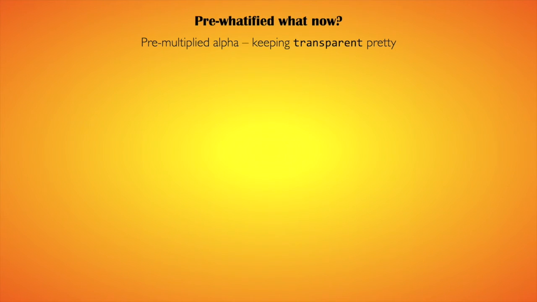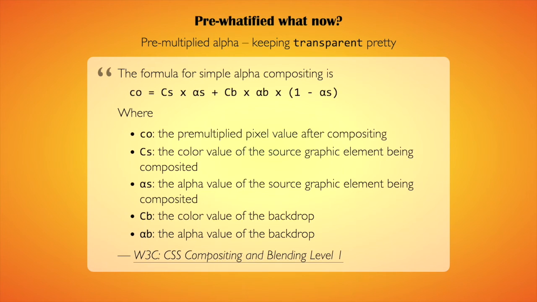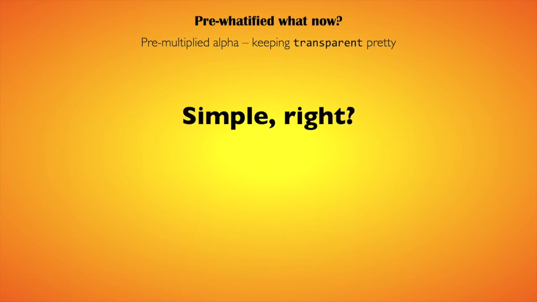Now, what the hell is pre-multiplied alpha? This is the question that I started investigating a while ago. Well, there you go, simple. My investigations led me to the CSS compositing and blending level 1 spec, and it's given us that formula, and now everyone understands what it is. There we go, job done.